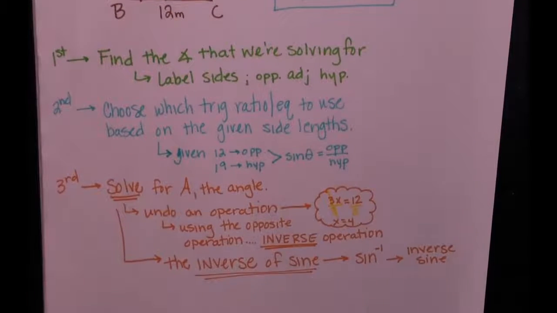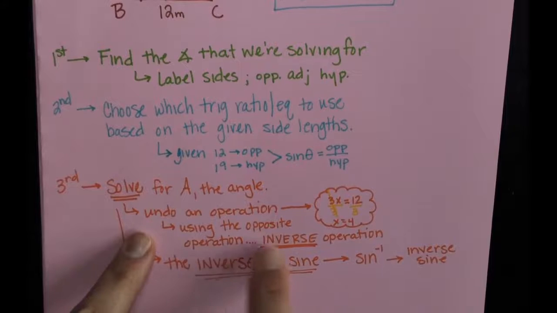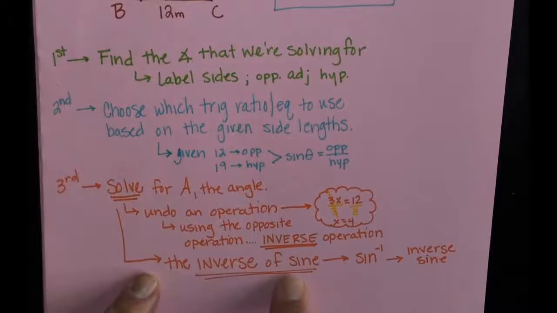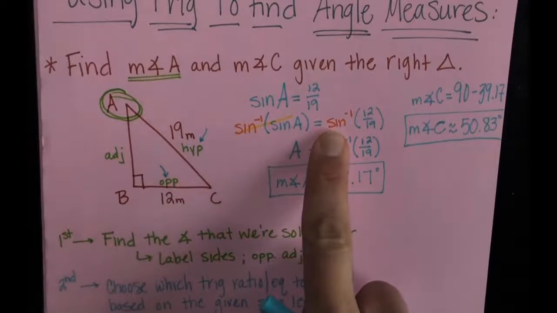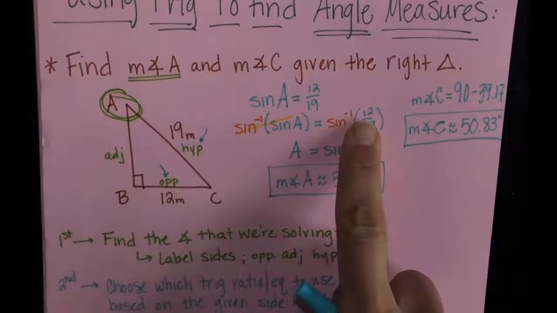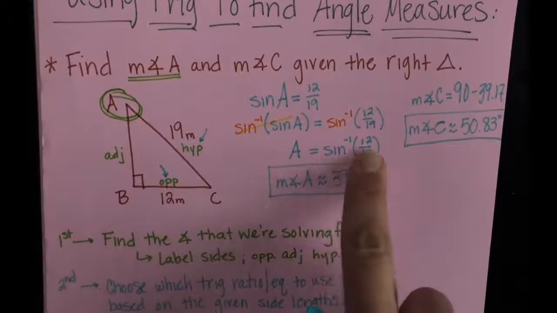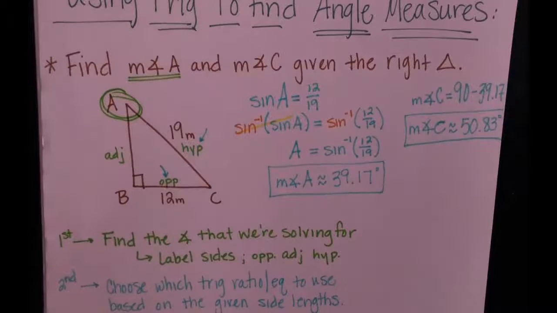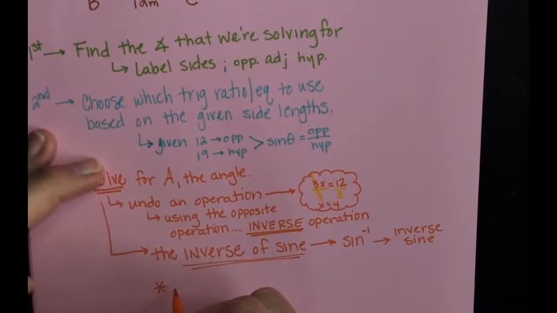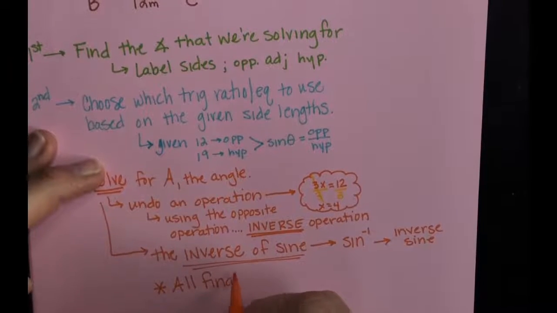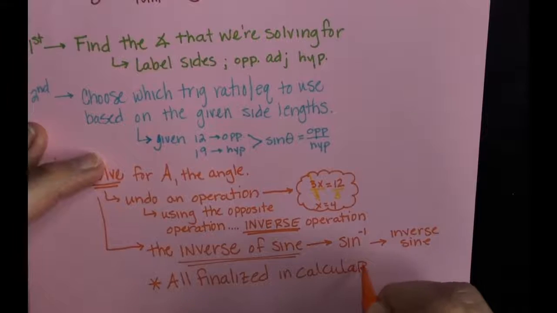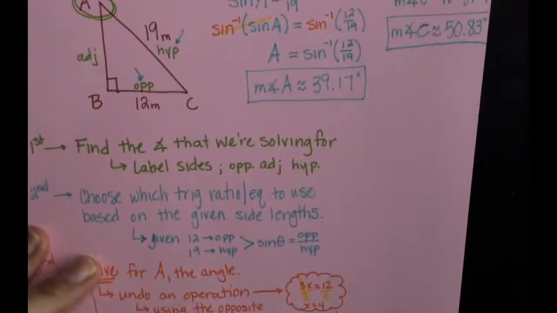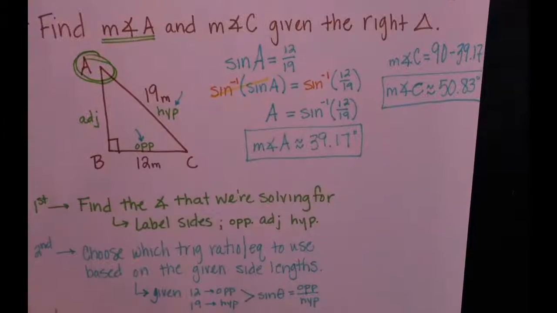In order to solve for the angle, we have to use the opposite operation or the inverse operation. It's called inverse sine. So inverse sine to both sides. Remember, what we do to one side, we have to do to the other to keep it equal. And everything then is done in your calculator. So I am going to put a little note by this: all final work in calculator. So everything we do is then plugged in with our calculator.